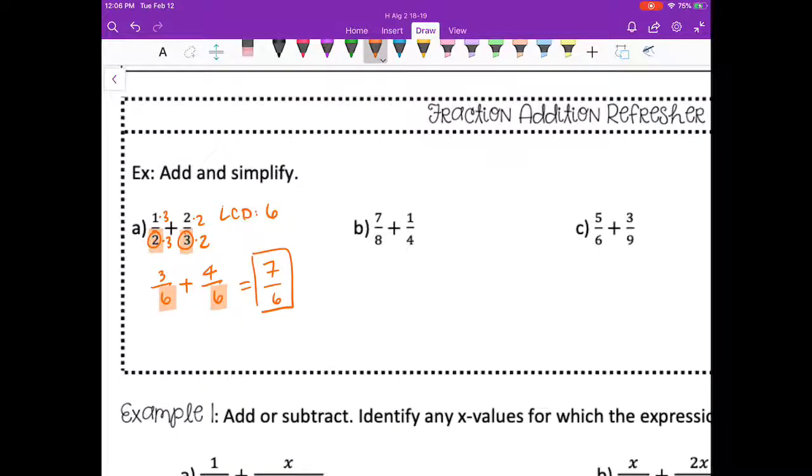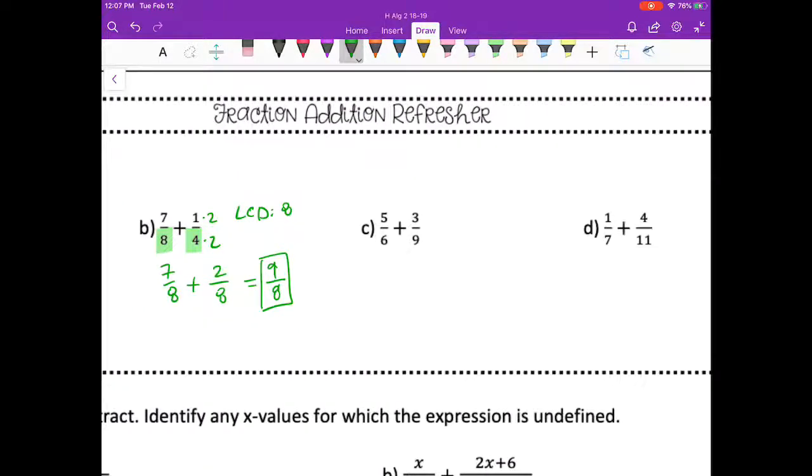So, in example A, notice your LCD we found by just multiplying the 2 denominators together. In example B, though, our LCD would not be 32, which we would get by multiplying 8 and 4, because 8 can be split into 4 times 2. So, if we want our LCD to be 8, all we have to do is multiply our second fraction by 2. And then both of our denominators are 4 times 2, or 8. So, our first fraction remains 7/8 plus our second fraction becomes 2/8. 7/8 plus 2/8, 9/8.